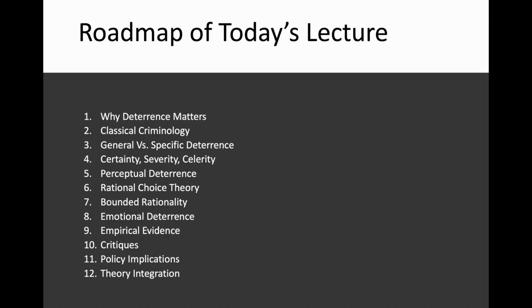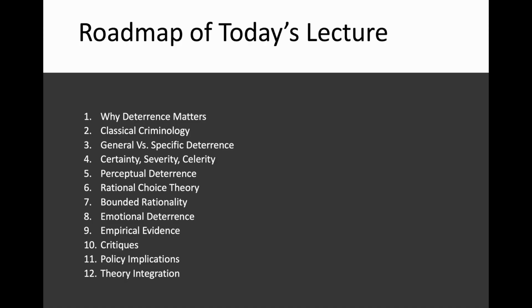So here's the roadmap for today's lecture. First, we're going to begin with why deterrence theory matters. I think this is important because deterrence is not just an academic theory, it's one of the main assumptions behind modern criminal justice policy. Second, we'll be covering the classic criminological foundations of deterrence, especially the work of Jeremy Bentham. Third, we'll be distinguishing between general deterrence and specific deterrence. Fourth, we'll be discussing the three major elements of deterrence, that being certainty, severity, and celerity.